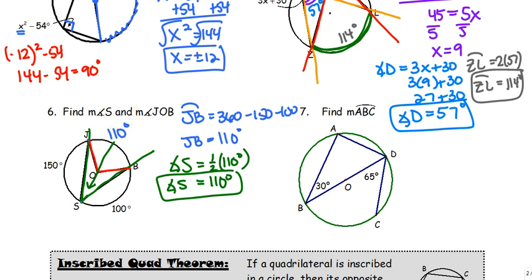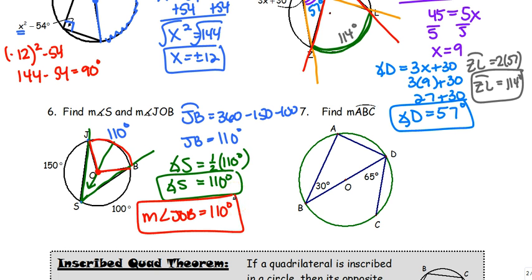And we have one more piece left, our angle JOB. Now that has the vertex in the center, and this is something that we've already learned, that if the vertex is at the center, the angle and the arc are the same. So angle JOB is 110 degrees.